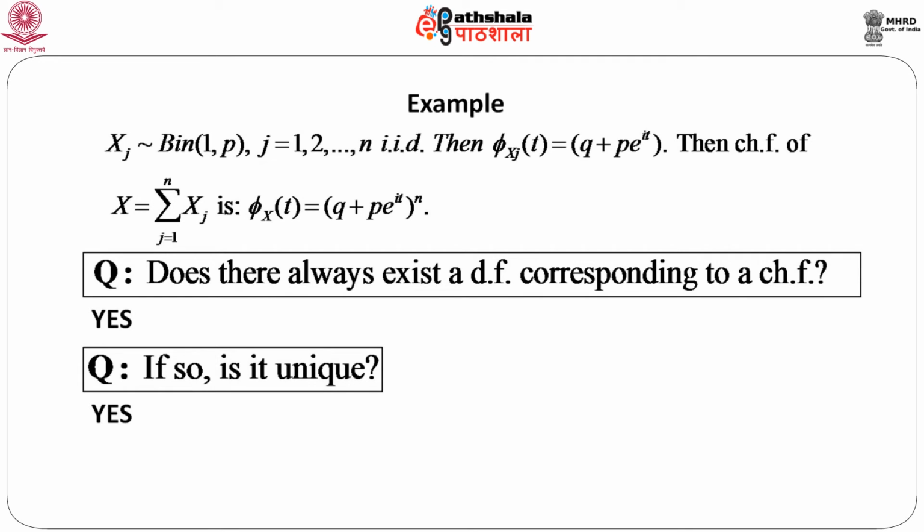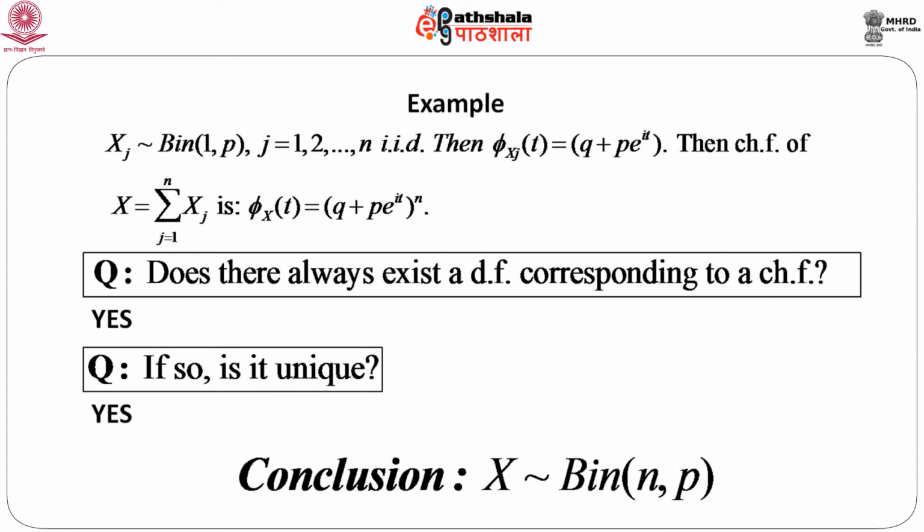So, immediately we can say that there exists a distribution function for which q plus p into e to the power i t, whole to the power n, would be a characteristic function, and this characteristic function determines that particular distribution uniquely. And since we already know that this is the characteristic function of a binomial random variable with parameters n and p, we can immediately identify the distribution as the binomial random variable with parameters n and p. So, the conclusion is really very positive, that we can identify a distribution through its characteristic function in a unique way.